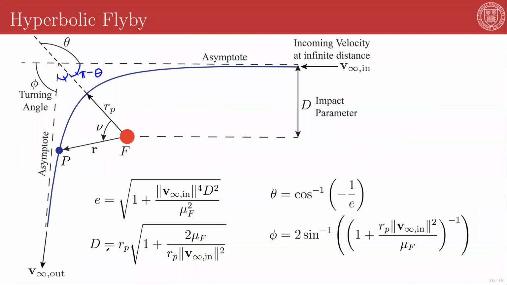The impact parameter can likewise be written as a function of the periapse radius of the orbit and the infinite incoming velocity magnitude, and therefore eccentricity can be written as a function of only r sub p and v infinity, and the turning angle can be expressed in terms of the eccentricity, and therefore also as a function of the periapse radius and v infinity.